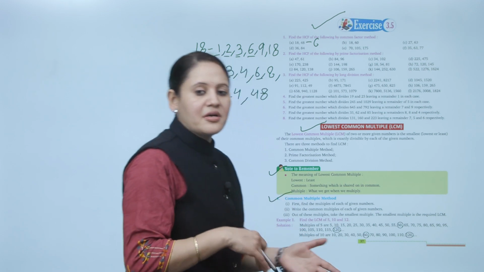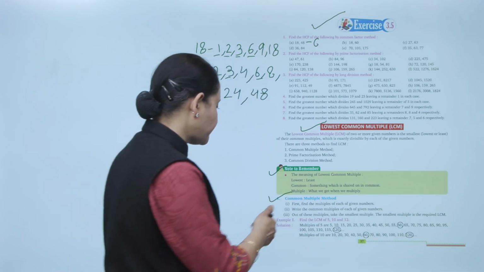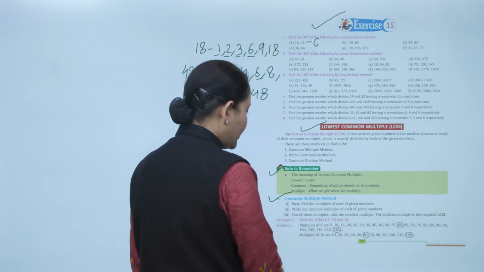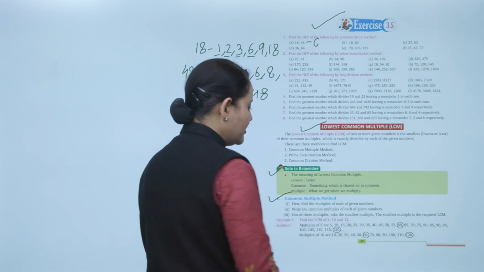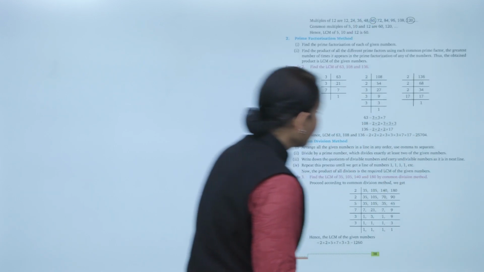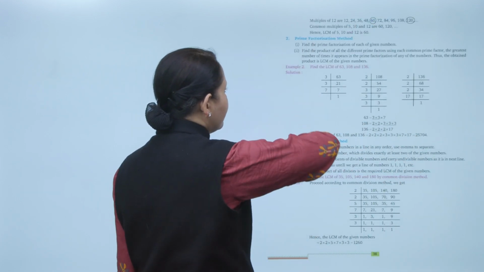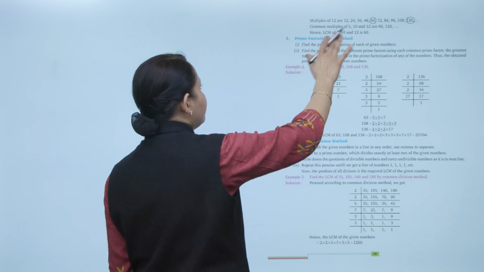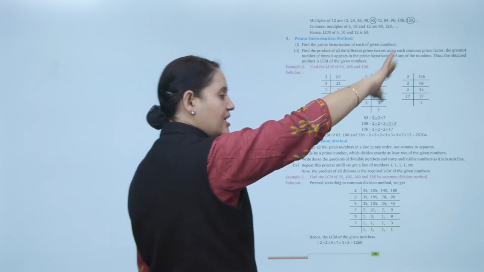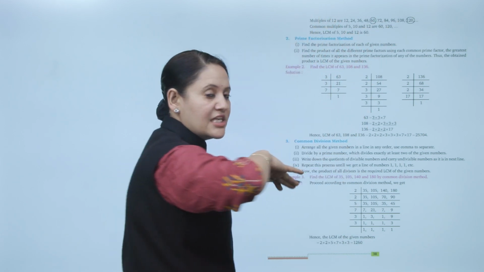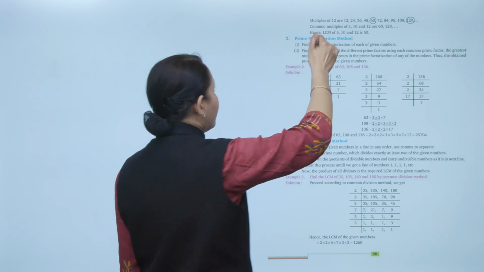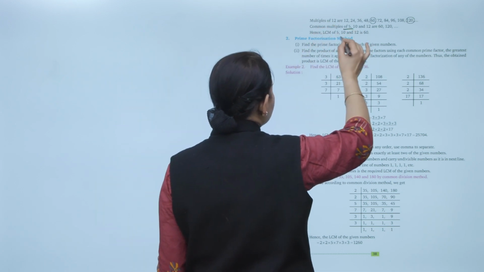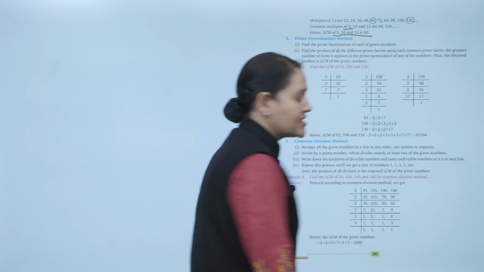As we know, multiples are infinite. So these are the multiples of 5, these are the multiples of 10, and these are the multiples of 12. Clear? Now common multiples find out करेंगे, that are 60, 120 and so on. But which one is the least? means सबसे छोटा कौन सा है? That is number 60. So 60 is the LCM of 5, 10 and 12.